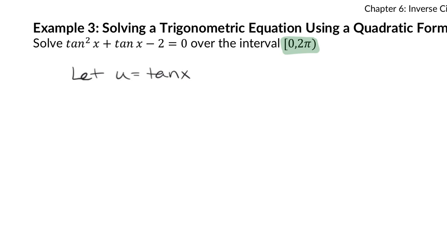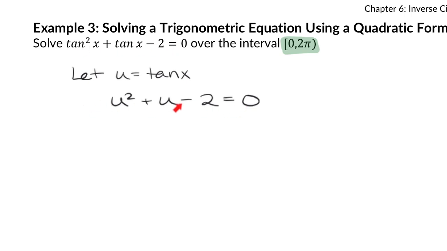So then I can take the equation I was given and rewrite it, and instead of tangent squared of x, I can write U squared. And instead of tangent of x, I can write U. And then the negative 2 doesn't change. That right there is the U sub version of this equation.